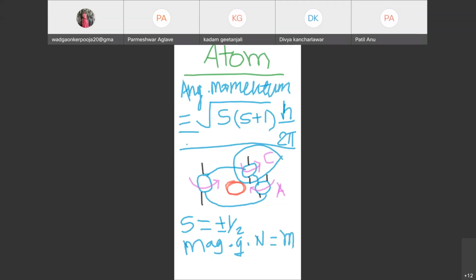Before that, whenever you heard the word magnetic quantum number in 11th standard, you have studied it already. That is magnetic quantum number, and magnetic quantum number is equal to m.